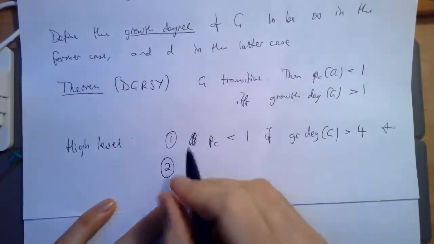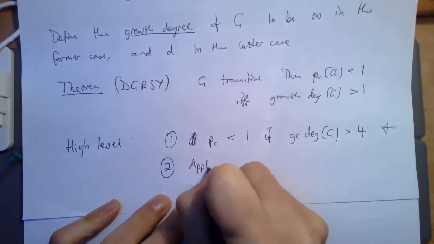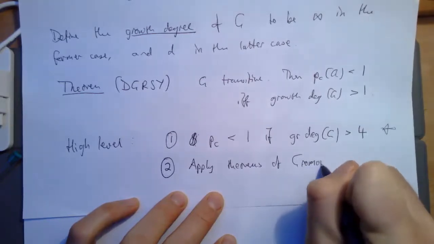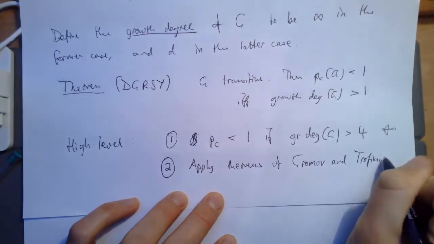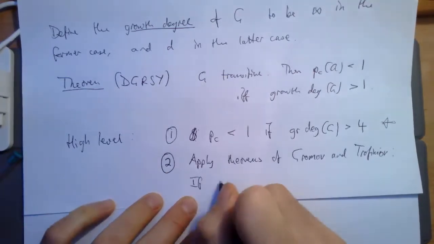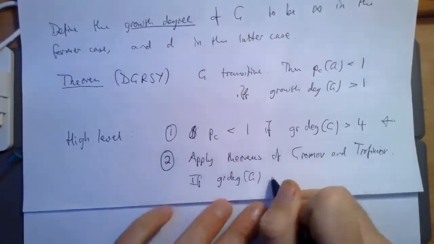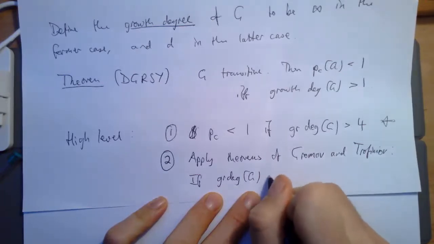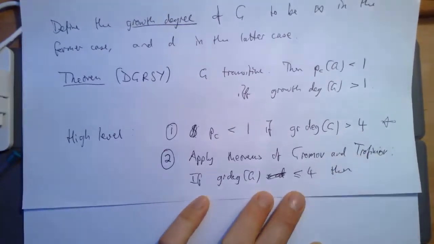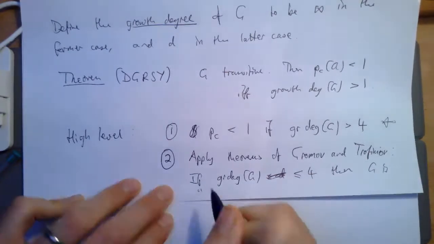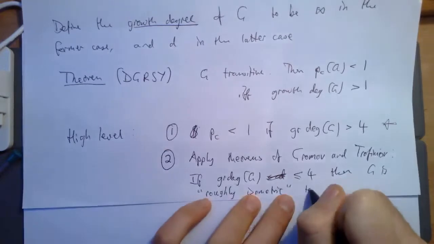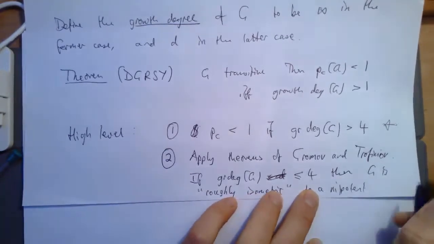The next thing they do is they apply theorems of Gromov and Trofimov, which say that if the growth degree of G equals some D, well, in particular, if it's at most four, let's say, then G is what's called roughly isometric to a nilpotent Cayley graph.